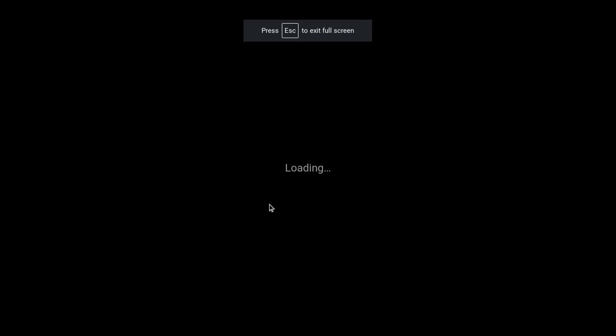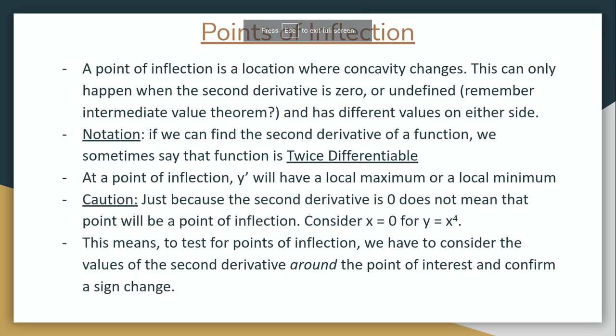Yet again, the caution point I laid out still holds. Just because the second derivative is 0 does not mean that there will be a point of inflection. We considered x equals 0 for x to the fourth. There has to be a sign change. That goes back to what I said about if there's a point of inflection, the first derivative will have a maximum, because if the first derivative has a maximum, that means the slope of the derivative, or the second derivative, will change signs around that point. So the second derivative has to change signs for it to be a point of inflection. This means to test for points of inflection, we have to consider the values of the second derivative around the point of interest and confirm a sign change.